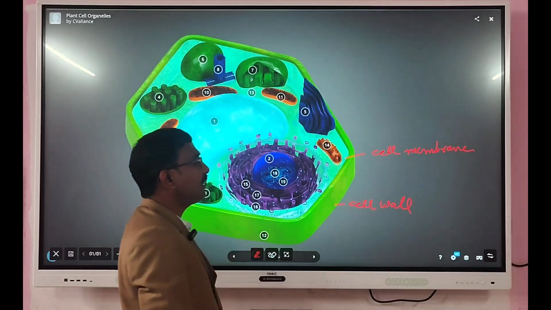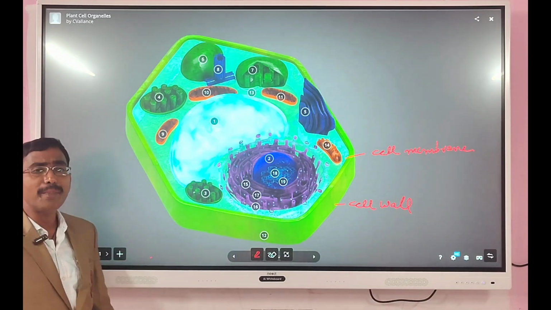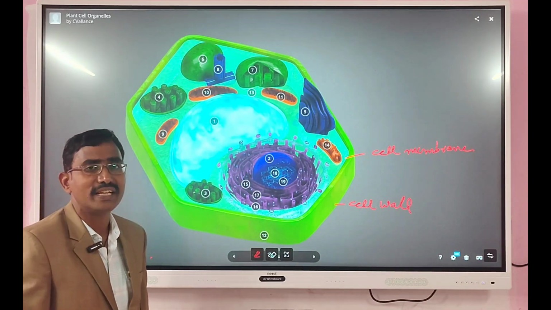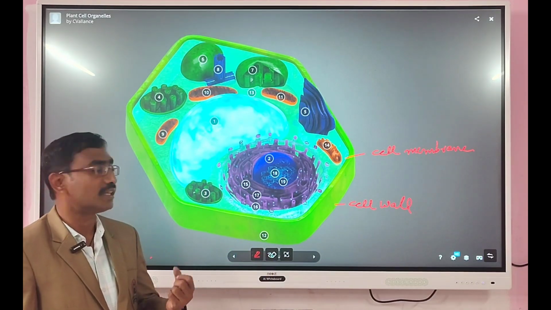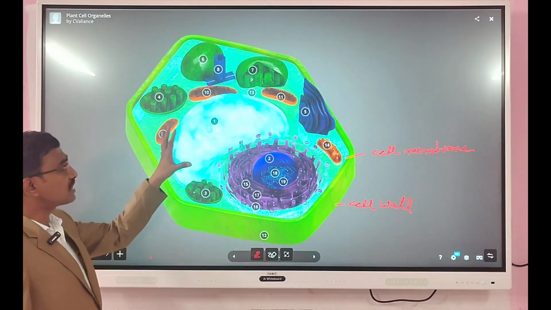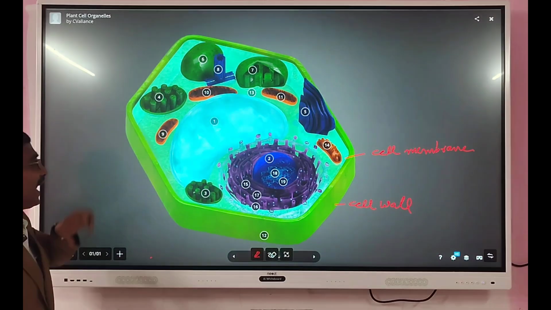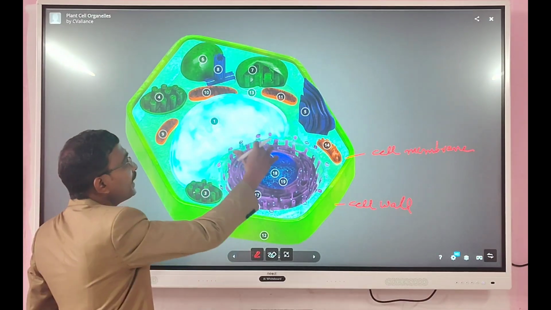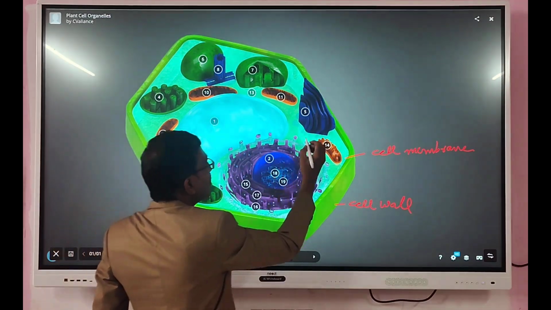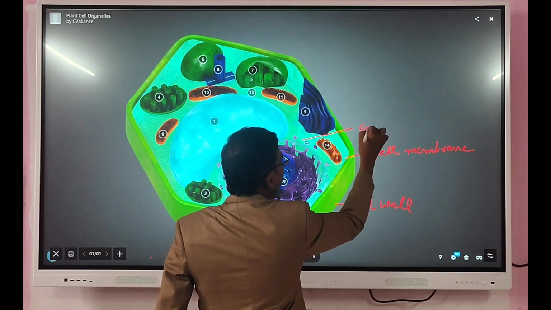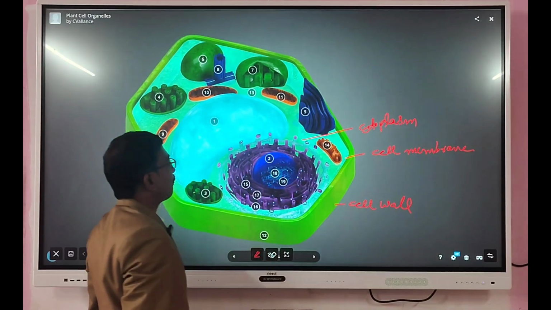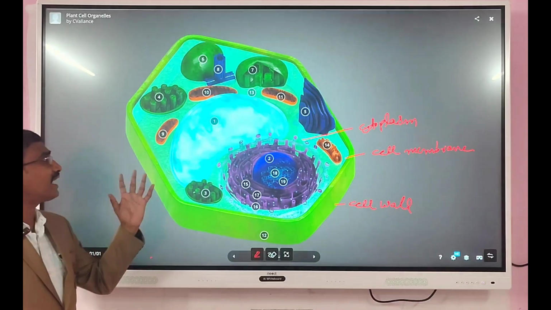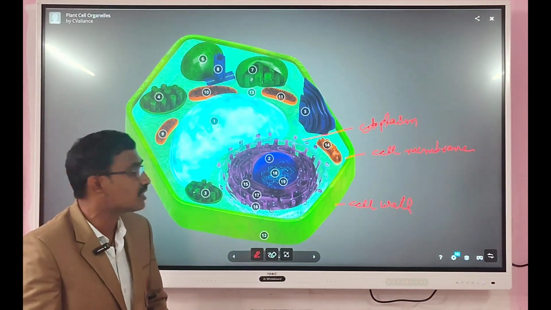Inside the cell wall is the cell membrane. This cell membrane is made up of phospholipids. It is a bilayer. Next, when you see inside the plant cell, the fluid part inside the plant cell is called cytoplasm. Next, inside the cytoplasm, we can see different types of cell organelles are present.